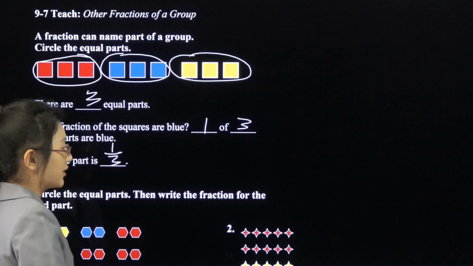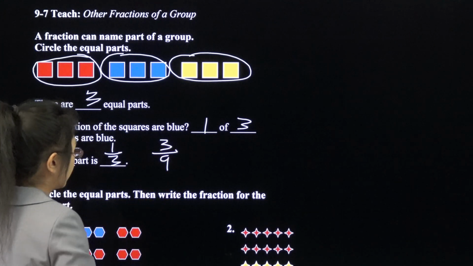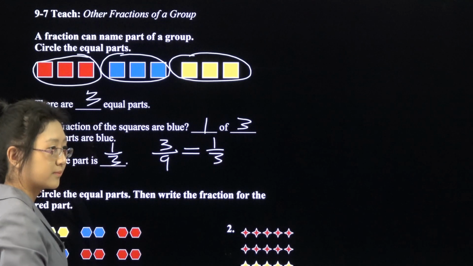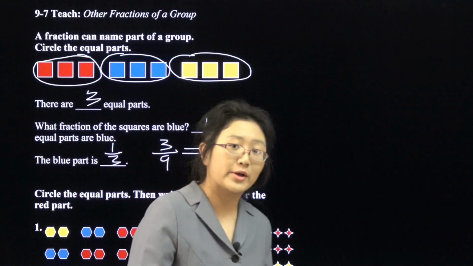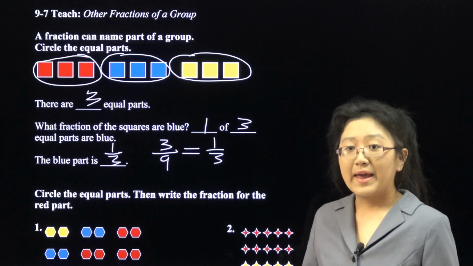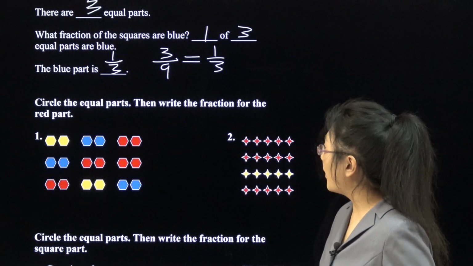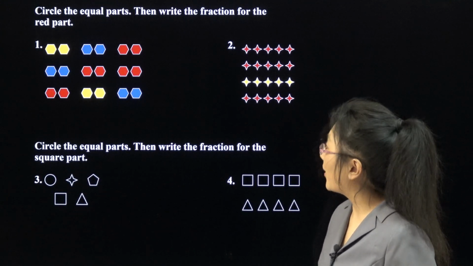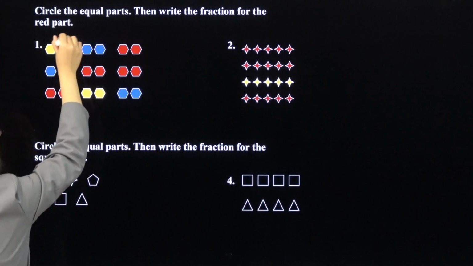Now you may have realized that the fraction is also 3 over 9. So 3 over 9 is equal to 1 over 3. These are equivalent fractions. You'll be learning more about equivalent fractions after you've properly learned your multiplication tables in grade 3. Now let's circle some equal parts, and then we're going to write the fraction for the red part. Okay. So here we have what seems to be groups of 2.